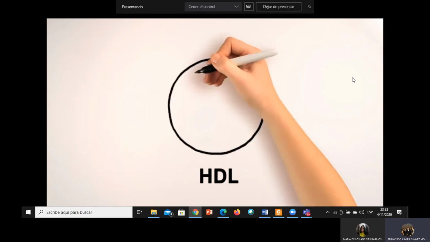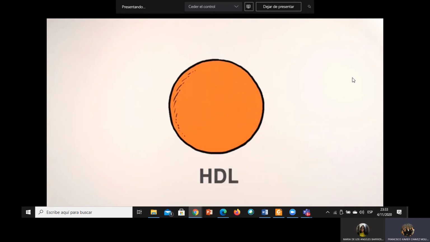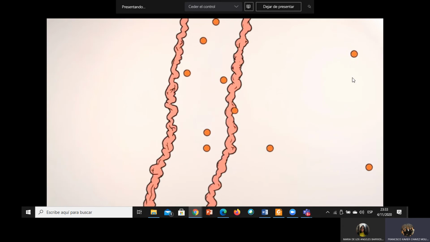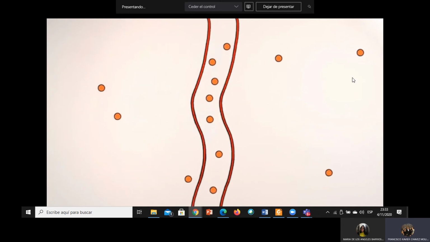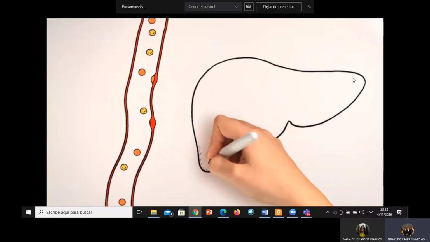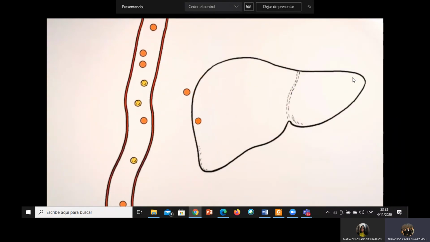The second type, HDL cholesterol, also travels from your liver and stomach to the gut, where it's absorbed into the bloodstream. However, unlike bad LDL cholesterol, HDL is returned to the liver where it's broken down, which is why it's also known as good cholesterol.